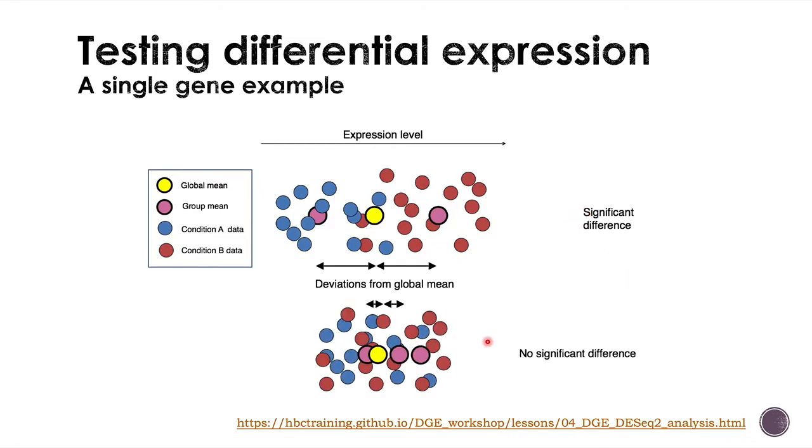On the other hand, if you take another example, we see that the blue dots and the red dots overlap a lot, and that would mean that there's no significant difference in the gene expression in the 2 conditions. What really happens in DESeq2 is more complex, but if you keep this simple example in mind, you'll get an idea of how it works. The main difference is that we're dealing with thousands of genes at once and not just one gene.